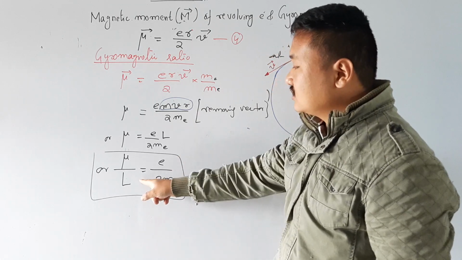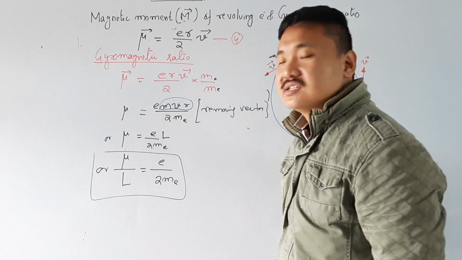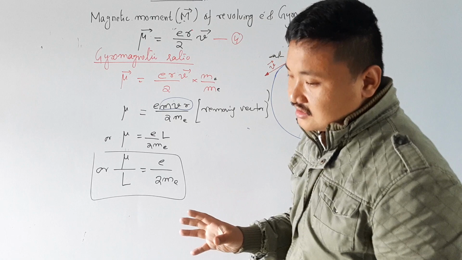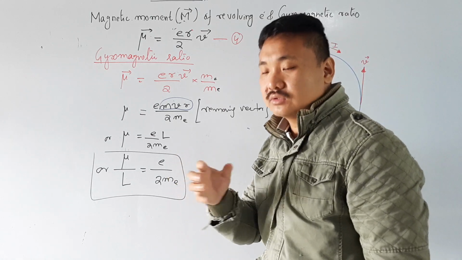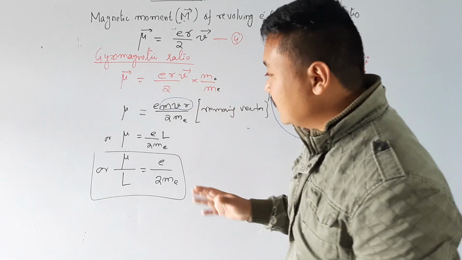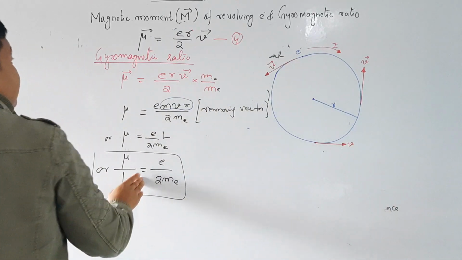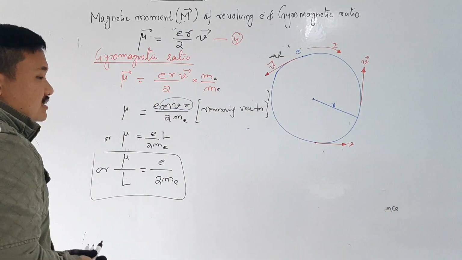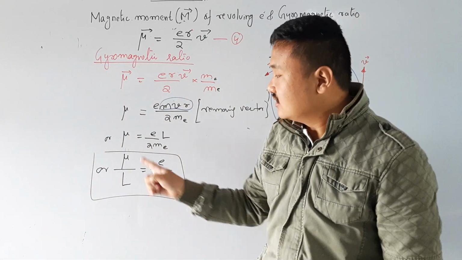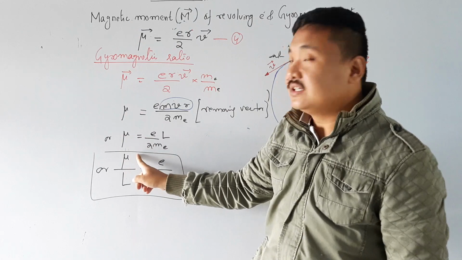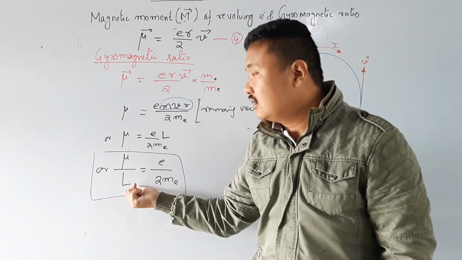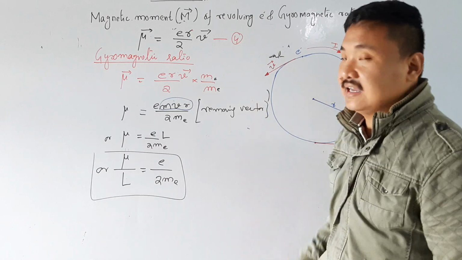Why? Because after that there is something called Larmor frequency, the frequency at which the electron will absorb energy and jump. This is not in class 12 anyway. So this is the gyromagnetic ratio. What is the gyromagnetic ratio? It is the ratio between the magnetic moment mu and the angular momentum L of a revolving electron.